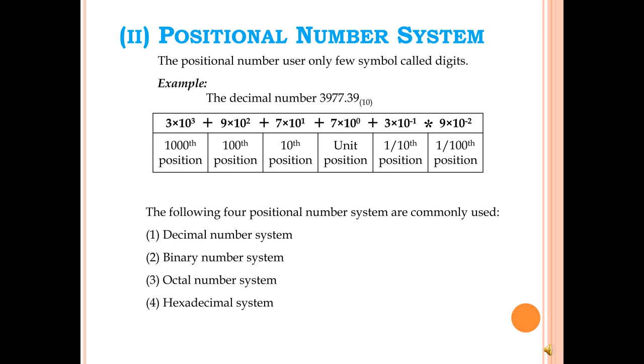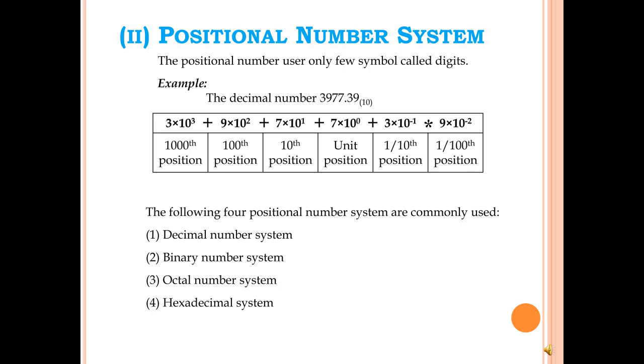Now, what exactly are these? 10 to the power 3 denotes the thousandth position. 10 to the power 2 denotes the hundredth position. 10 to the power 1 denotes the tenth position. 10 to the power 0 denotes the unit position. And the numbers after the decimal point are denoted as 10 to the power minus 1, which means the 1 by 10th position, and 10 to the power minus 2 denotes the 1 by 100th position.